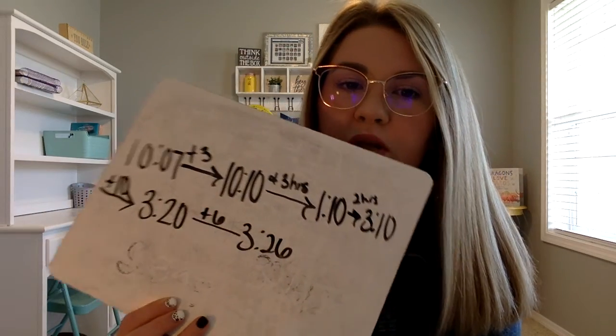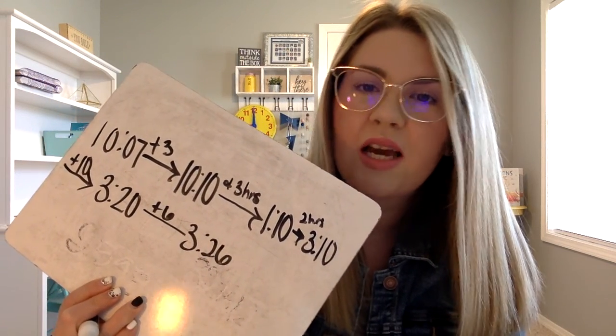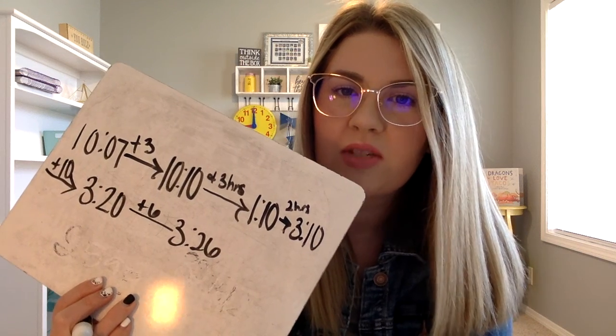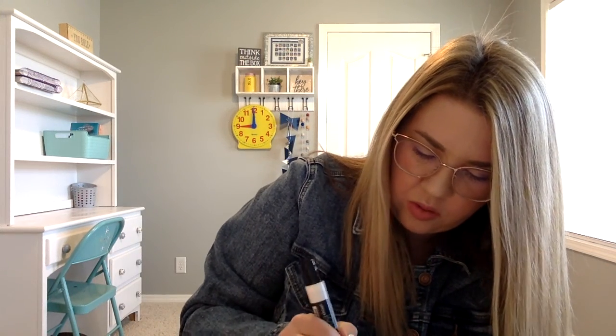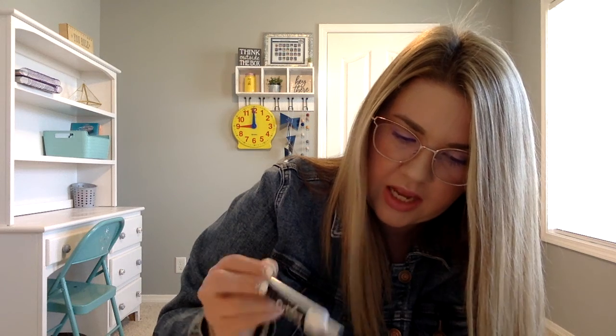Some of you would stop right here thinking that you're done, but you're not done yet because you haven't figured out what the actual elapsed time is. So to do that, we have to count all of our jumps. I'm going to start with my hours. 3, 4, 5. So I did 5 hours. I circled them so I know that I did them. 5 hours, and I have a jump of 10 and a 3, so that would be 13. And then I would have to add 6 to that. So I would have 5 hours and 19 minutes.